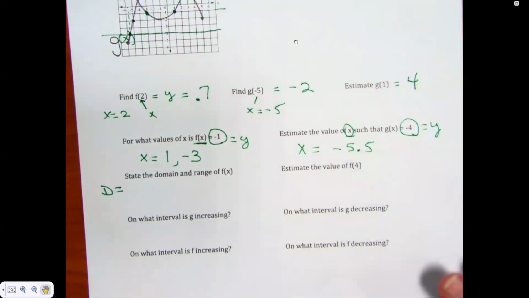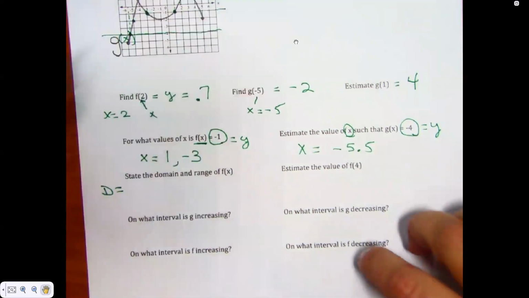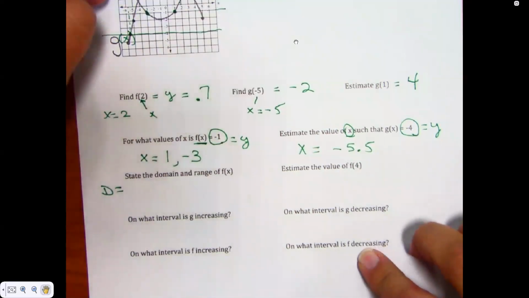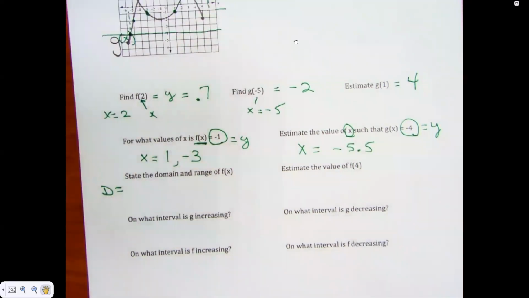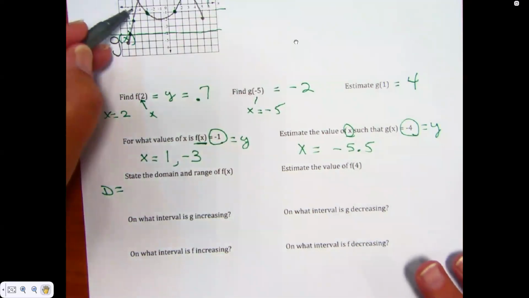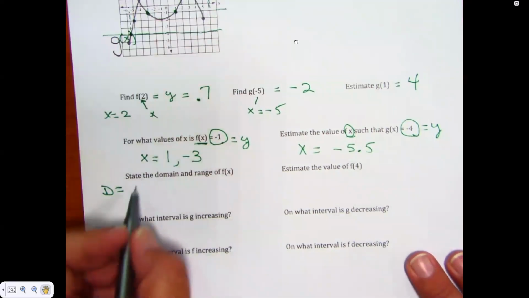All right, domain, make sure we get f. Oh, goodness, I could almost use another graph here. It is left to right. Make sure you're doing the f values. Left to right, so it is negative 5 to 6.